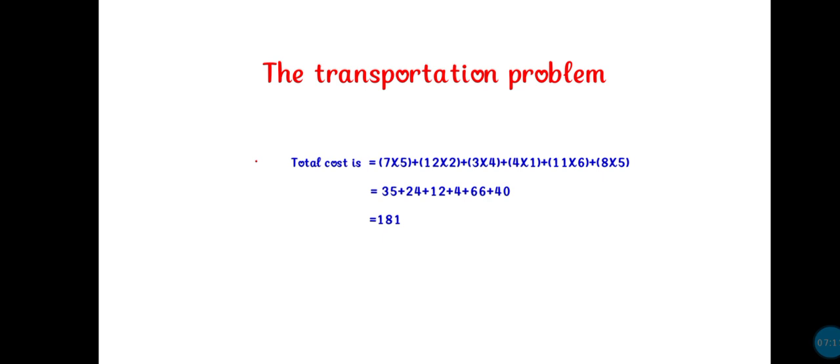Finally, we need to calculate the total cost. The total cost is obtained by multiplying each allocated cell's cost value by its allocated value and adding all of them. Finally, we get our total minimum cost value as 181. This 181 is the minimum total cost of the given problem.